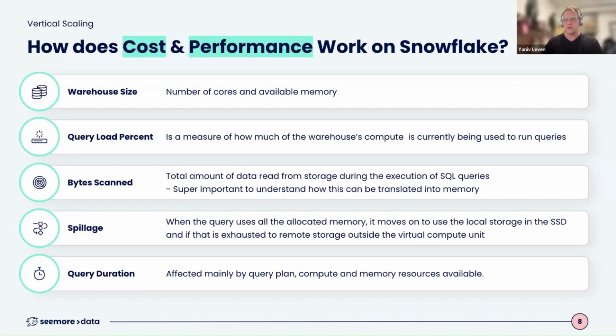So theoretically, if I could take a query from HDD and move it to RAM, I could increase query speed by a multiple of 6. So when I try to map bytes scanned to memory, basically what I'm trying to predict is how the spillage will behave, if I'll be local, if I'll be remote, and so on.